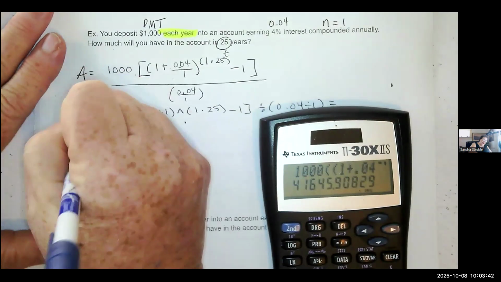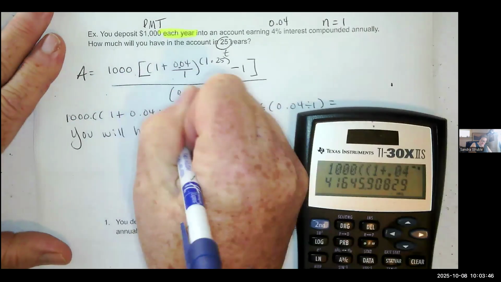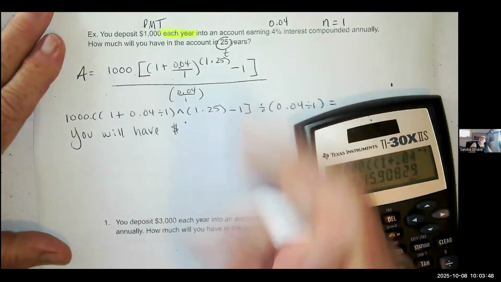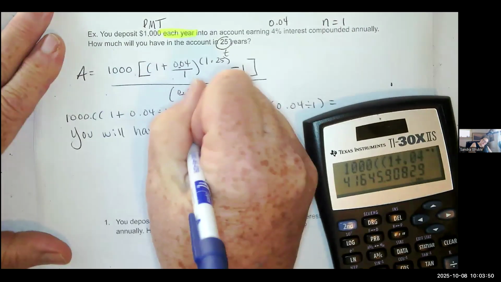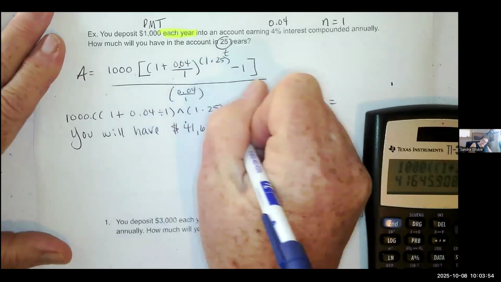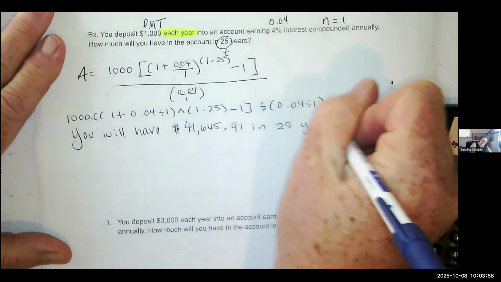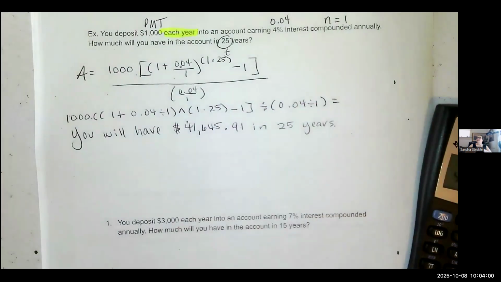So you will have $41,645.91 in 25 years. Now, there's 2 other questions I'm going to ask regarding this on the exam. So you'll have something like this on the exam, and it'll be followed up with 2 more questions. 1, how much are your total deposits?